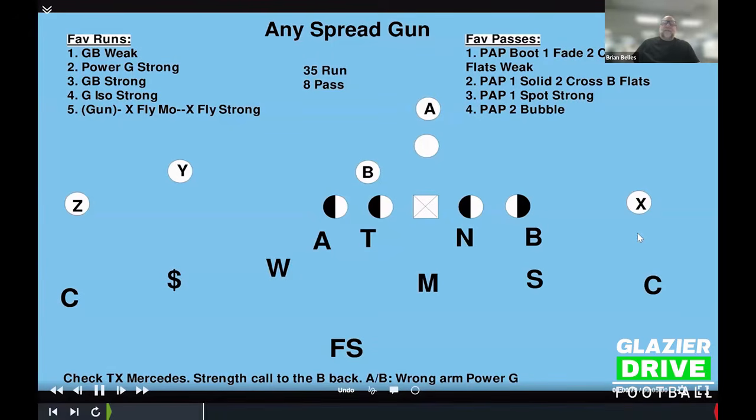play. The Mike's going to get a down block from the center. The guard's going to pull, so the Mike's going to either fill or scrape over the top of that double team, that combo block from the guard and tackle on our D tackle.